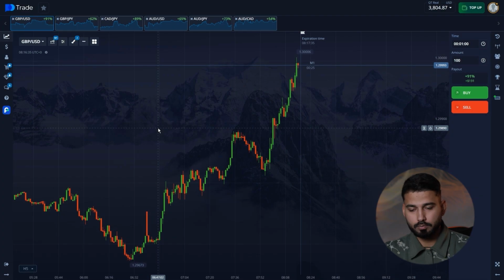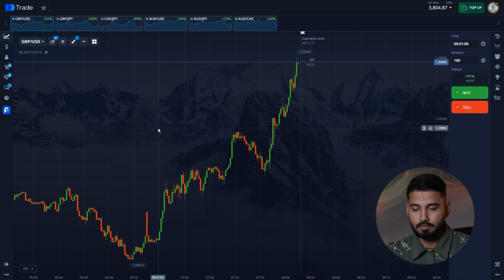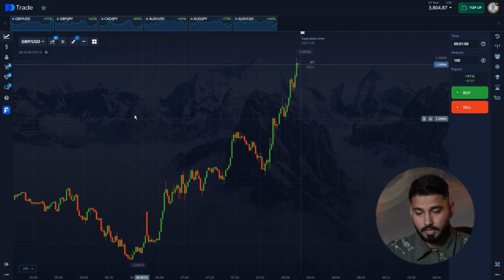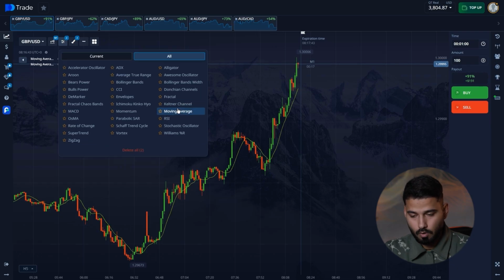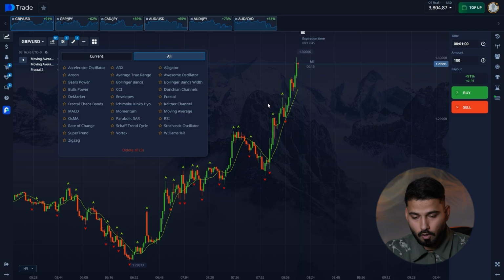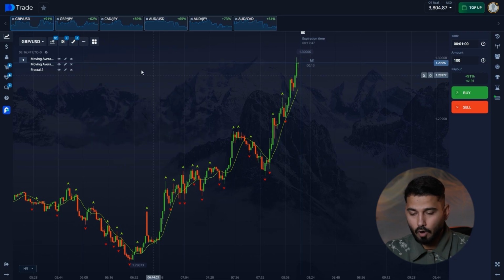Alright, I am in the Pocket Option terminal and now we will add our indicators. We need 2 moving averages and fractals. Okay, they are on the screen. Now let's set up our system.